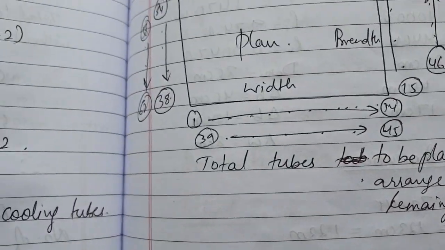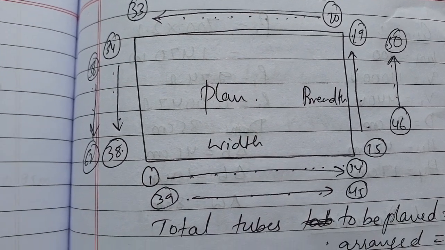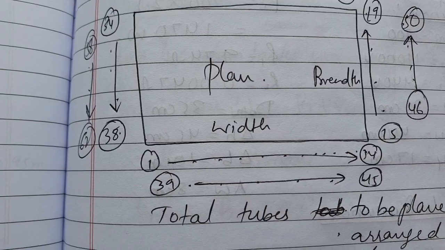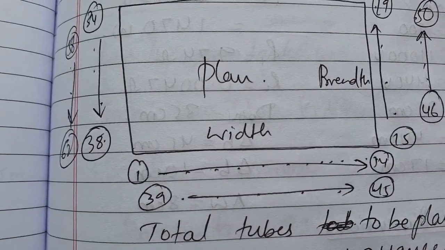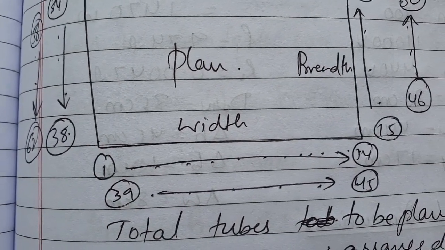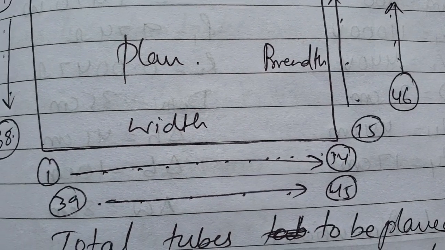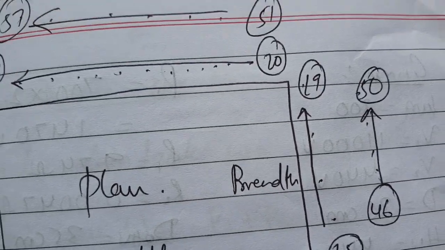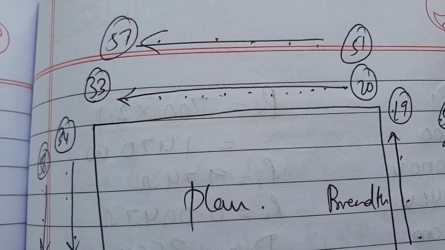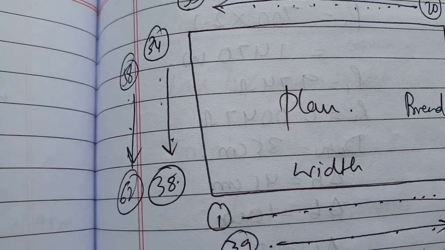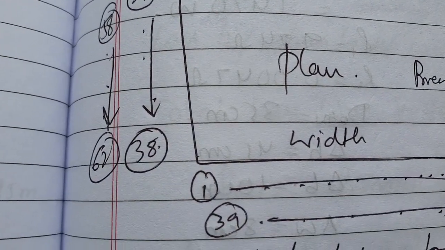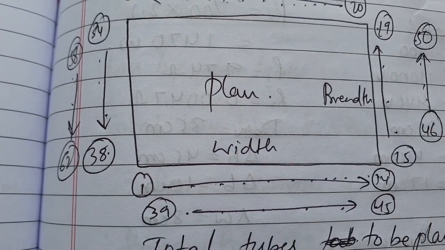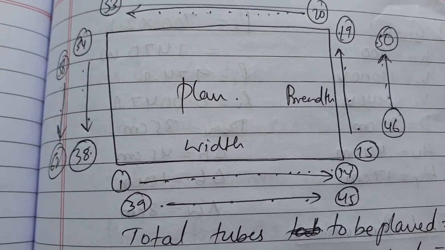Let us continue. We have stopped at number 38. The 39th cooling tube is again placed along the width, and how many are you going to place now? 7. So add 7 numbers. The last number is 45. Along the breadth we are going to place 5, that is from 46 to 50. Again along width 51 to 57. Again along breadth 58 to 62. So the total number of cooling tubes required are 62. We have placed all the cooling tubes. This is how your numerical completes. Thank you.